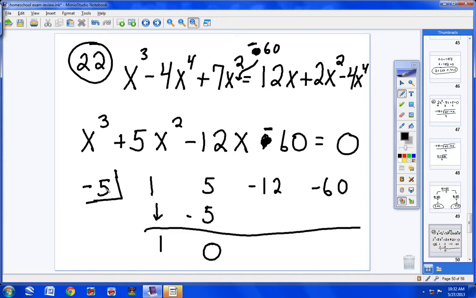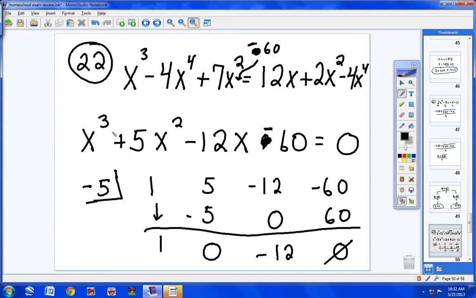Then, Chase, we multiply again. So -5 times 0 is 0, okay? Then we combine again. Negative 12 plus 0 is negative 12. Then we multiply again. Negative 5 times negative 12 is positive 60. And we do get out a 0. All right? So we know one answer is negative 5 because I gave that to you after about 3 or 4 bad tries, okay? So we know one answer is negative 5.